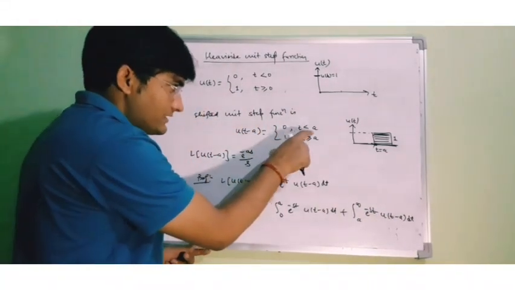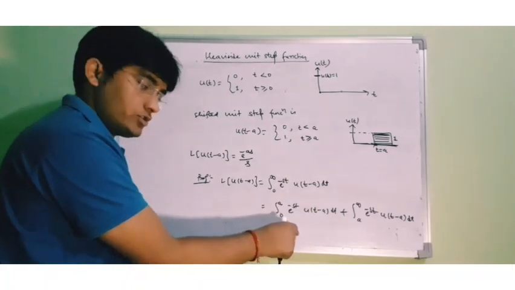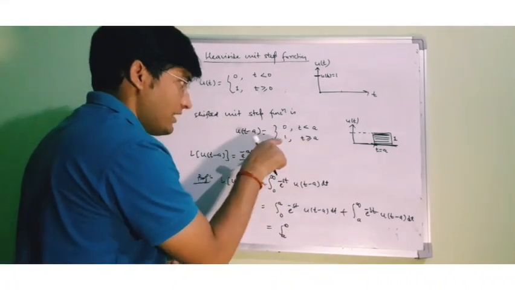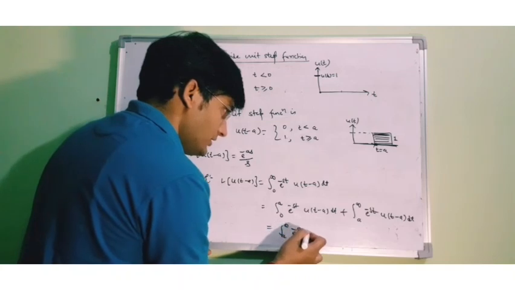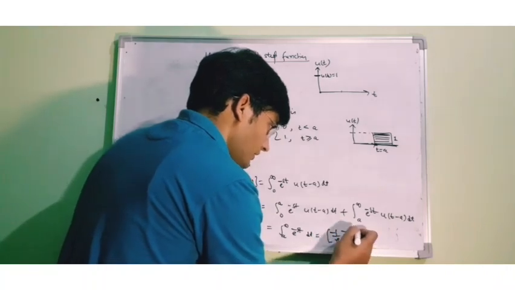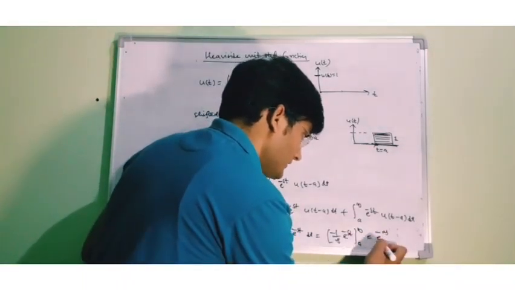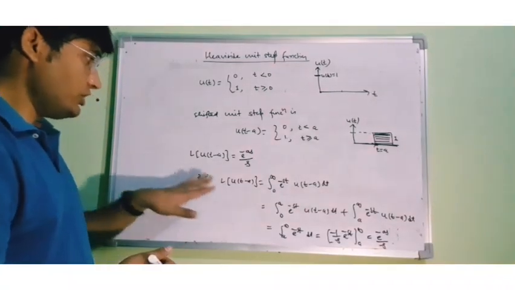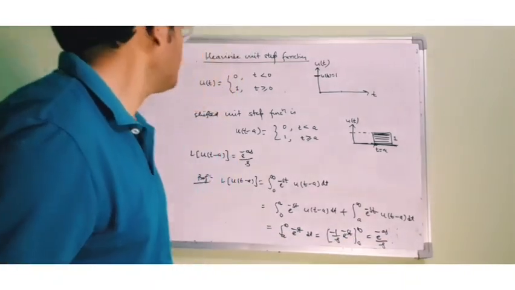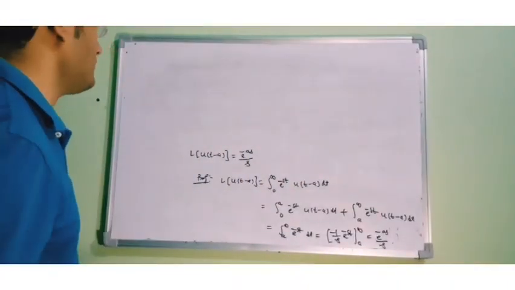So whenever your t is less than a, the value of u(t minus a) is 0. So the first term will be 0, and in the second term our t is greater than a. Now if t is greater than a, then u(t minus a) is 1. So this is e power minus st dt. So on integrating we will get this one, and the upper limit will give 0 because e to the power minus infinity is 0. So we have e power minus as upon s. Thus the Laplace of u(t minus a) is equal to e to the power minus as upon s. Then we have the third property, that is known as the change of scale property.